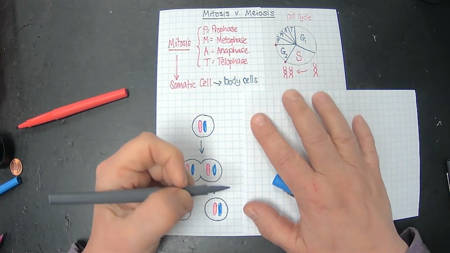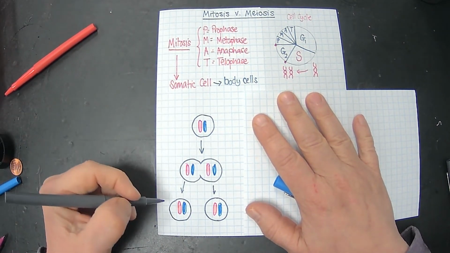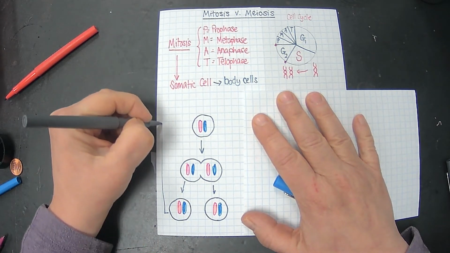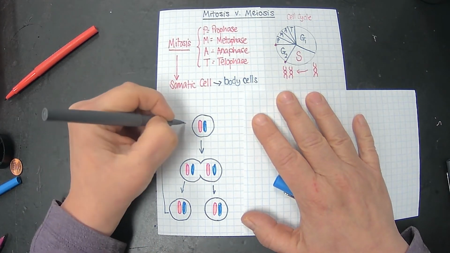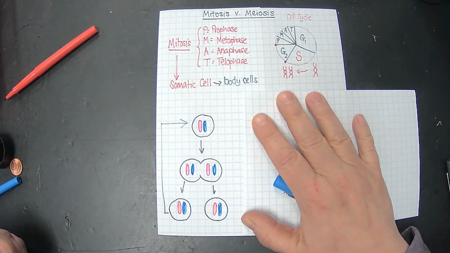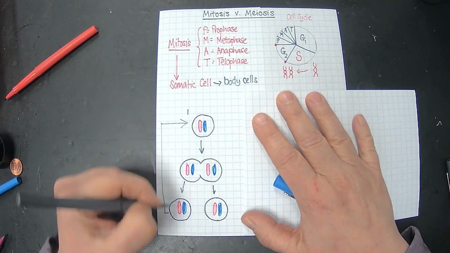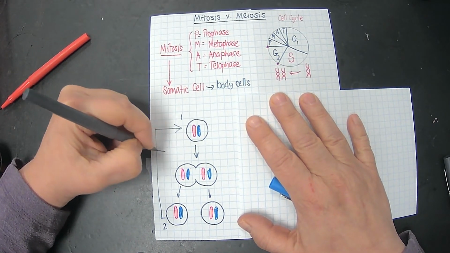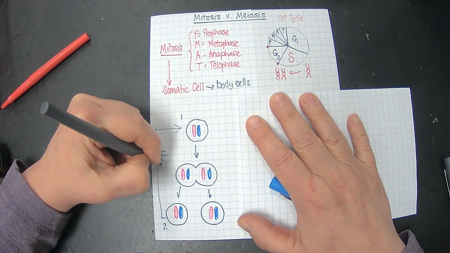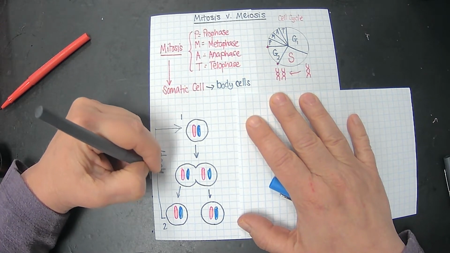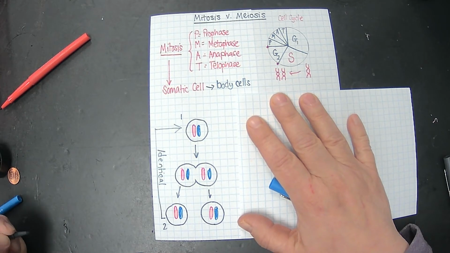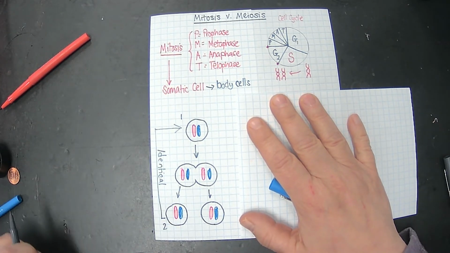So one thing that we can say about mitosis is that at the end of it, we end up with two cells. We start with one, we end with two, and we can say that these cells are identical. They all have a complete set of DNA, half of which came from mum, half of which came from dad.